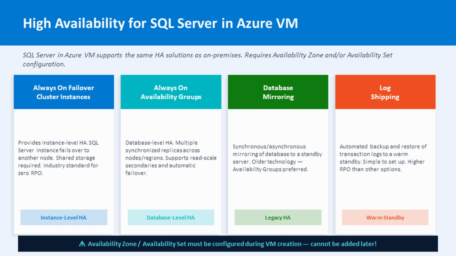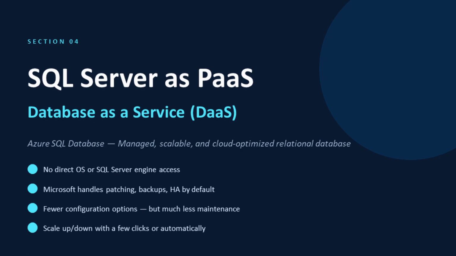It is the simplest of the 4 options to set up, but it has a higher recovery point objective because there is always a delay between when transactions are committed on the primary and when they are available on the standby. One critical note before we move on: if you plan to use any of these high availability options, you must configure the availability zone or availability set for your virtual machine at creation time. This cannot be done after the virtual machine has been deployed. Plan ahead.